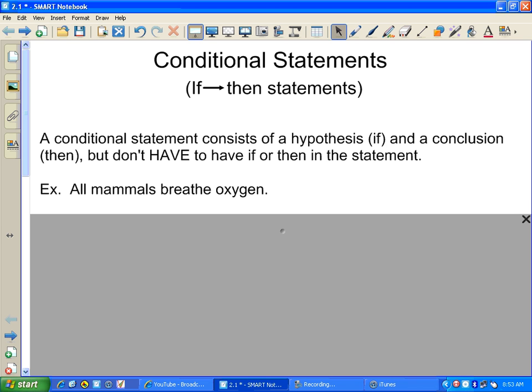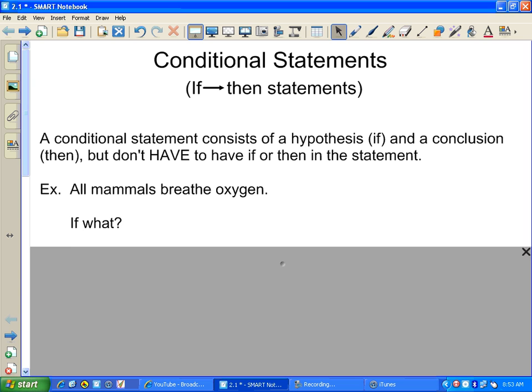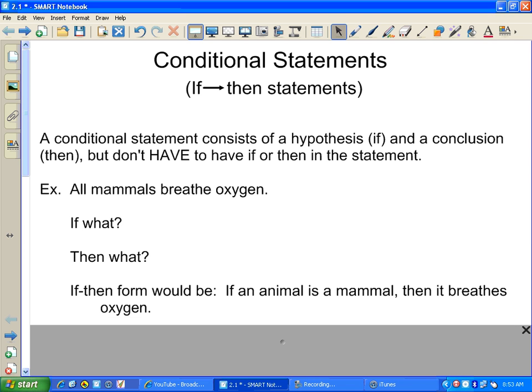So here's a statement I have. All mammals breathe oxygen. I'm going to rewrite it so that it's an if-then statement. So I have to look at this and say, well, what's the if part? What has to be true in order for something else to be true? Well, let's see. All mammals breathe oxygen. So if I know something is a mammal, then it breathes oxygen. So that's how I can rewrite this into an if-then statement. So if an animal is a mammal, then it breathes oxygen. This is my if-then form of my original statement. This is a conditional statement now.